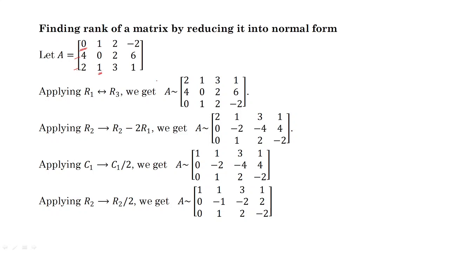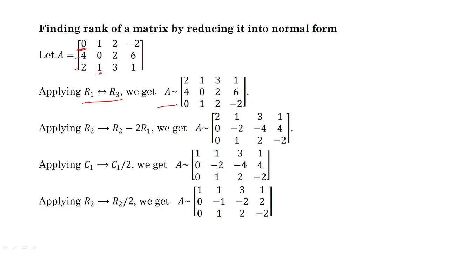Look at this. Here this element is 0. So first replace this row with either this one or this one. Here I have taken this elementary row transformation, that is R1 interchange with R3. So first row and third row are interchanged with each other. Then you will get this equivalent matrix.